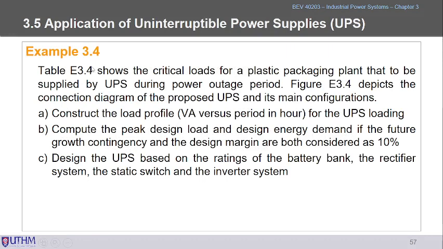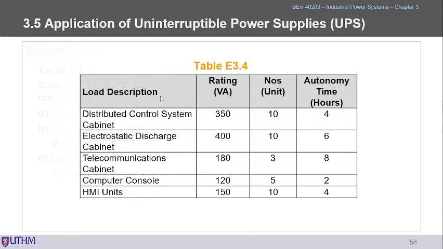Okay, then for example E3.4, we need to refer to table E3.4. That means we have the critical loads and a series of loads, like this one. So we have 1, 2, 3, 4, 5 loads to be backed up, and each load has a different autonomy time. For load number 1, the distributed control system cabinet, the autonomy time is only 4 hours. The second is 6 hours, 8 hours, 2 hours, and 4 hours. These are the number of devices that we need to back up: 10, 10, 3, 5, 10, and these are the ratings in VA.